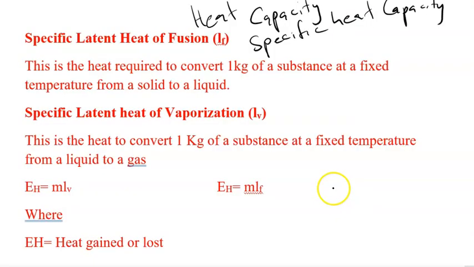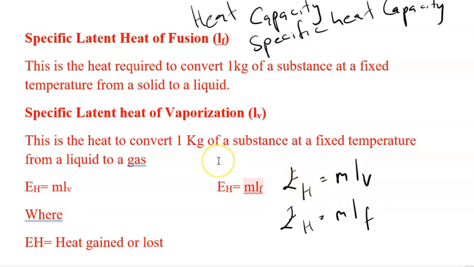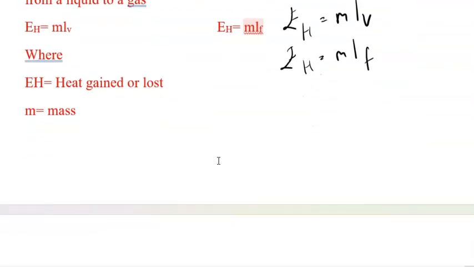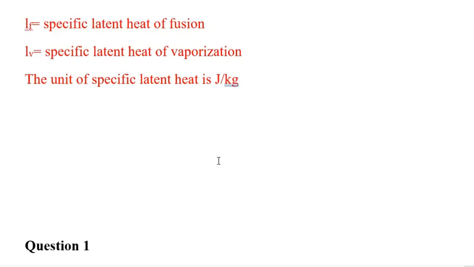So let's look at latent heat of vaporization. There's an equation for them. One is going to be E_H, or heat energy, is equal to mass times the specific latent heat of vaporization. Depending on the substance, it will change. Or E_H is equal to the mass times the specific latent heat of fusion. And those are some of the equations. These will be constants, and the SI unit will be joules per kilogram.